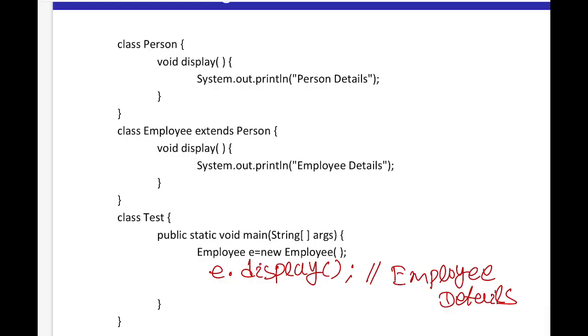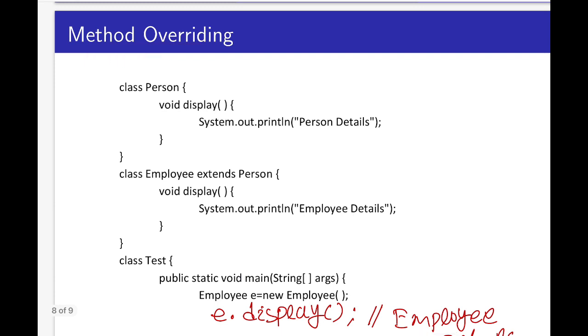Here we discussed that when a method in a subclass has the same name and signature as a method in the superclass, then the method in the subclass is said to override the method in the superclass. So here in this example, the display method in employee class overrides the display method in person class, and this concept is called method overriding. So I hope this one is clear to everyone.